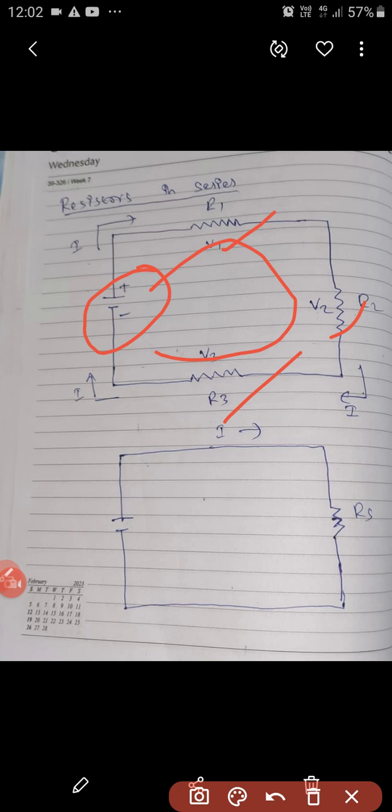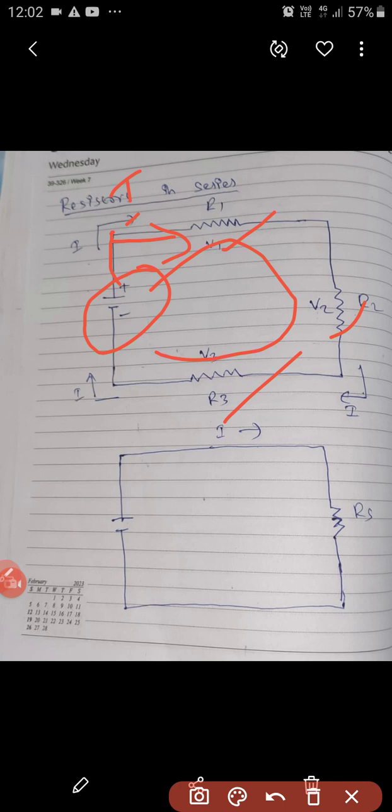So the current which is flowing through the circuit is I. Consider the current flowing through the circuit is I. So I is the current flowing through the circuit across R1, R2 and R3.